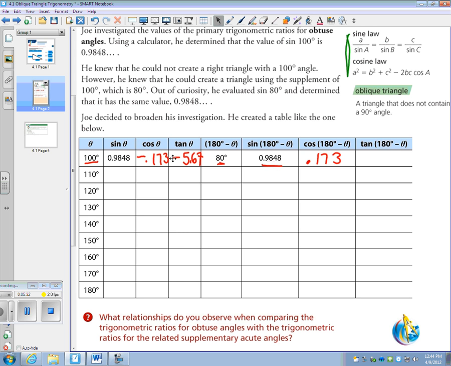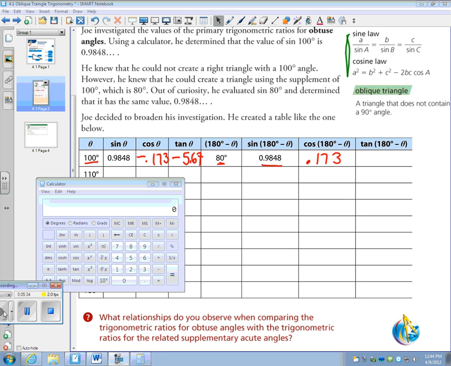Oh, I lost my calculator. Okay, so we're going to go 80 tan. And look, we get 5.67. So the same decimal, just not negative.